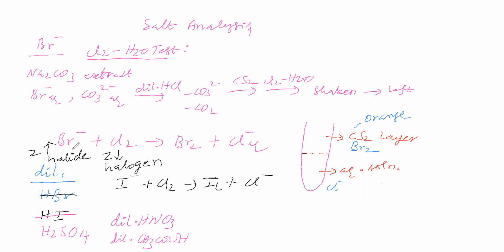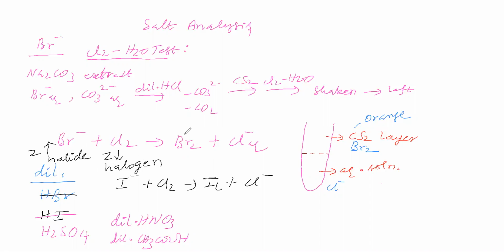Halide Br minus is converting into bromine. Cl2 is converting into Cl minus. The opposite is not possible. That means the reverse reaction is not possible. The lower atomic number halogen will undergo reduction. The higher atomic number halide will undergo oxidation. Vice versa is not possible. So the backward reaction is not possible. Okay. So Br minus is converted into bromine.